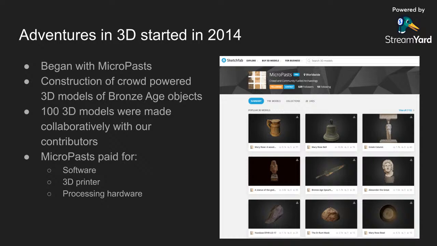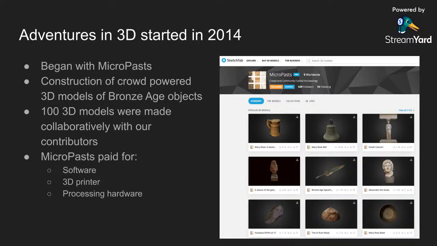We had a project where we wanted people to help us create 3D models of Bronze Age objects. And to do that, we collaborated with people online in the crowdsourcing platform, where they drew around the object to provide a photo mask, which we then compiled in some open source software to begin with. And then we tried in PhotoScan, which of course you have to pay for. Microcast allowed us to create 100 3D models.